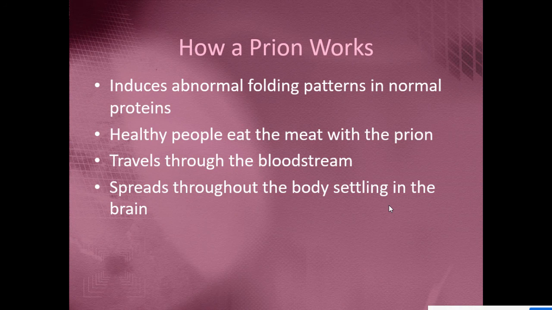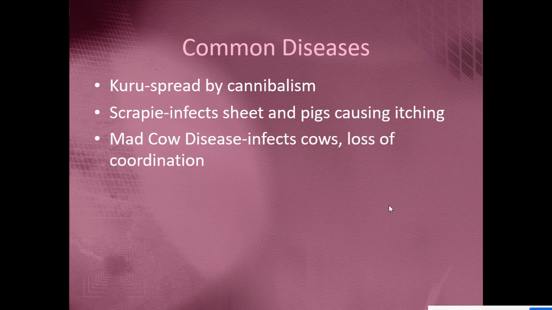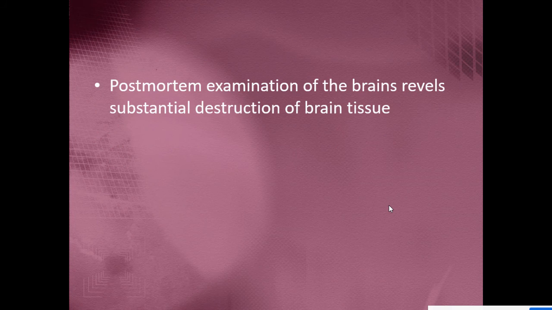How a prion works. It's going to induce abnormal folding patterns in normal proteins. Healthy people normally eat the meat with the prion, and then it travels through the bloodstream and it spreads throughout the body, settling mainly in the brain. Common diseases: Kuru, which is spread by cannibalism; Scrapie, which infects sheep and pigs, causing itching; and mad cow disease, which infects cows, and it also leads to them having a loss of coordination, and then they end up falling over. Post-mortem examination of the brain is going to reveal substantial destruction of brain tissue.